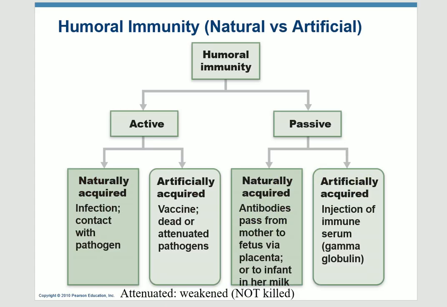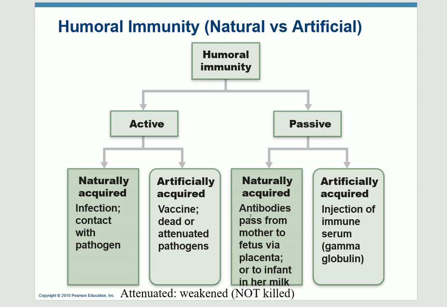Alrighty, that leads us to vaccines. So remember humoral immunity. Humoral is blood. You have active immunity and passive immunity. Naturally acquired active immunity you get with direct contact with a pathogen. You develop your own antibodies and you create your own immunity.